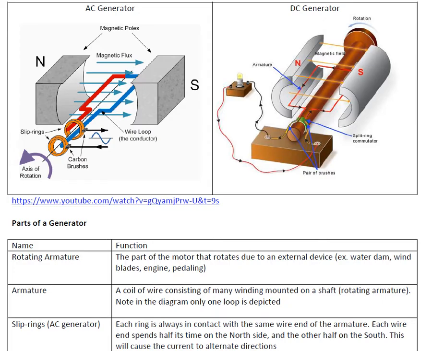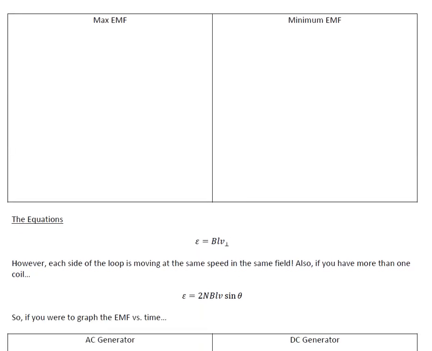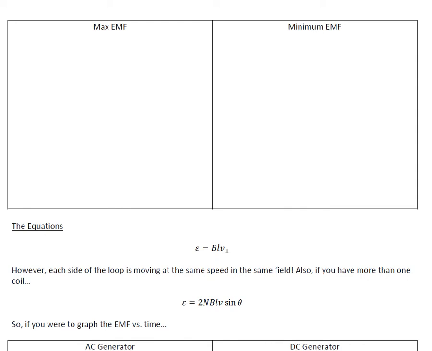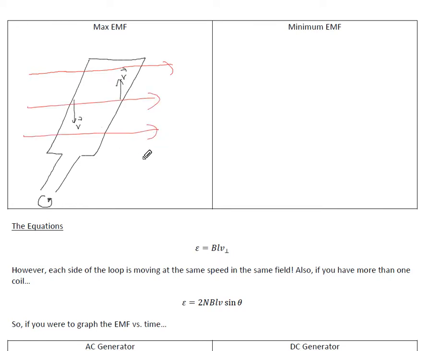So let's go over how we can determine which direction our current is going to go. Okay, so let's say here's our loop, and this thing is going to be rotated in this counterclockwise direction. What that means is the right side is going to have an upwards velocity, and the left side is going to have a downwards velocity. And our magnetic field, we're going to say, is going to the right, just like in those pictures. So our magnetic field is to the right, like so.